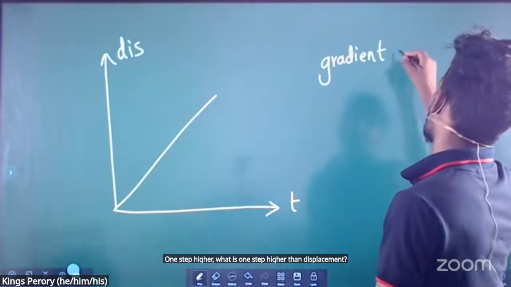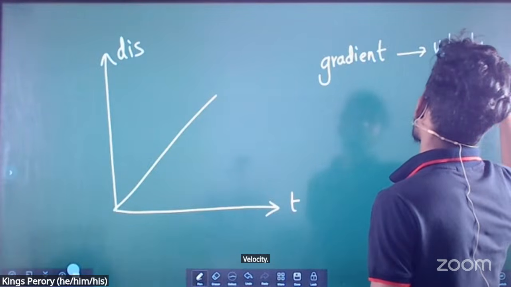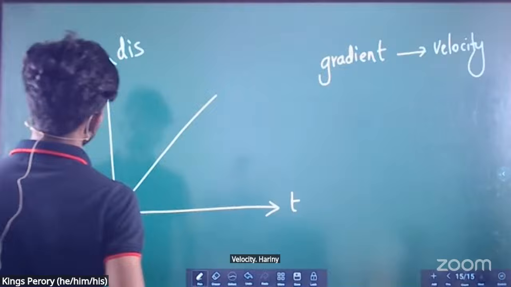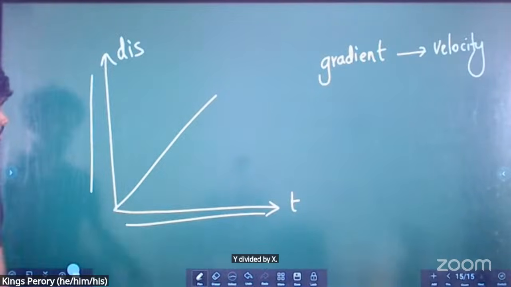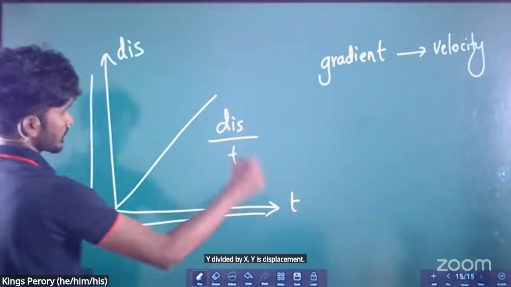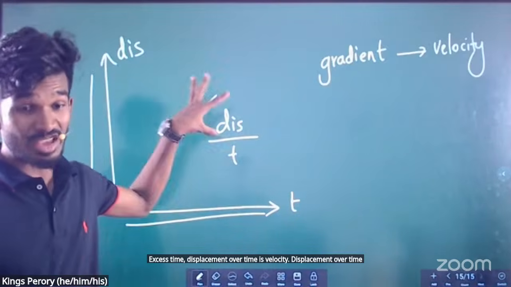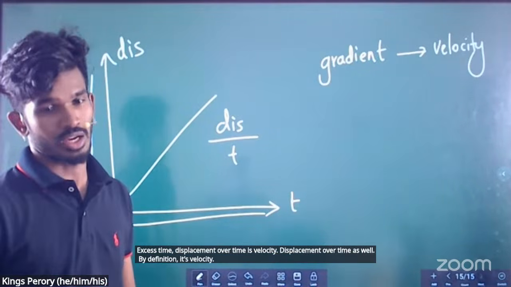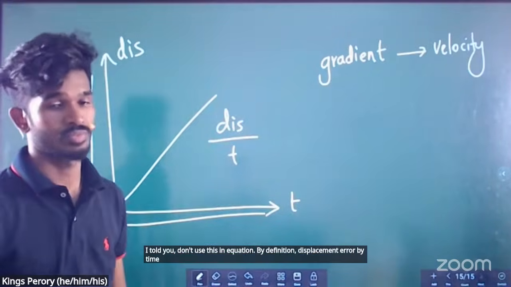Velocity. Gradient gives us velocity. Harini, gradient is y divided by x. Y is displacement, x is time. Displacement over time is velocity. By definition, it's velocity. I told you, don't use this in equation. By definition, displacement divided by time is velocity.